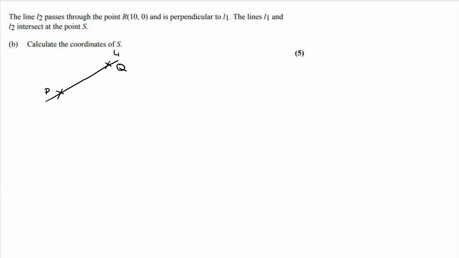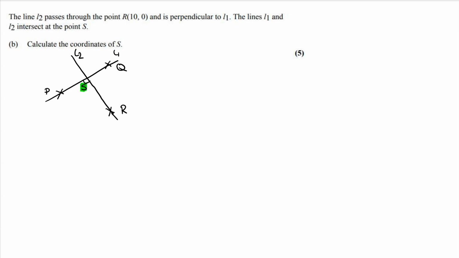And I know that the line L2 is perpendicular to this line. So here you've got at right angles this line L2, and you know it passes through this point R, so let's sketch that on here, and they intersect here at S. Okay, so what we're trying to do is find out what S is. So basically what we're looking at is where lines L1 and L2 cross.